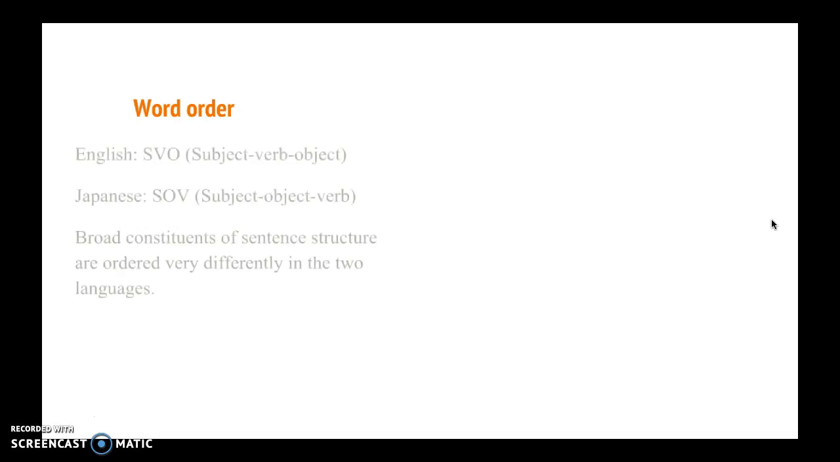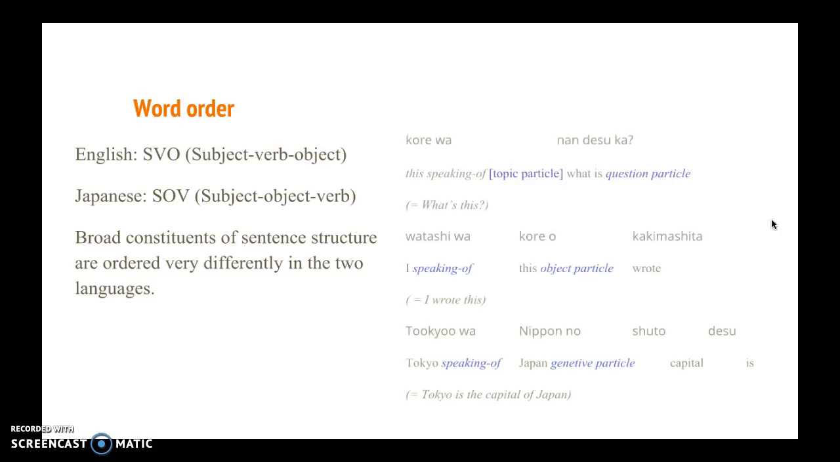Let's go into the grammatical differences right away. So let's start with word order. English, as we all know, is an SVO language. Japanese, on the other hand, is an SOV language. This means that broad constituents of sentence structure are ordered very differently in the two languages. What does this mean? Well, let's illustrate this fact with a few samples.